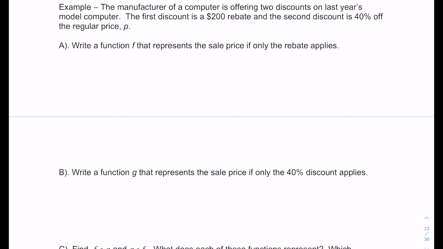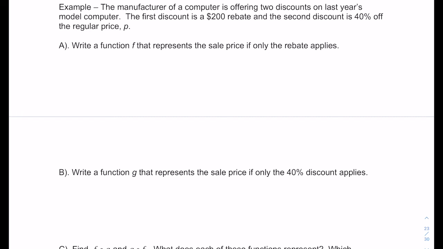Okay, you can pause the video and read the example if you want, and then unpause when you're ready. The manufacturer of a computer is offering 2 discounts on last year's model computer. The first discount is a $200 rebate, and the second discount is 40% off the regular price P. Write a function f that represents the sale price if only the rebate applies.